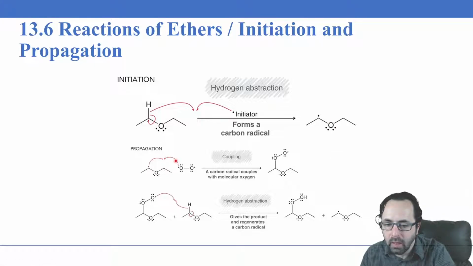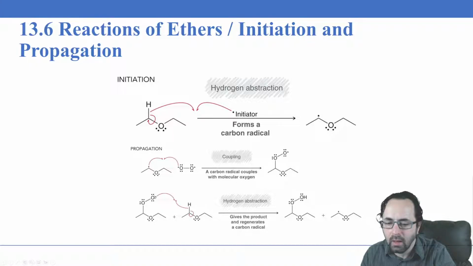Then we have a propagation, which involves a coupling with a diradical oxygen. Now this is called a propagation because we're starting with a radical, we're ending with a radical. And it's unusual for a coupling to be a propagation, but in this case it is because it's a coupling with the oxygen diradical that preserves a radical on this oxygen here. So we have a coupling with diradical oxygen. That leaves one radical right here.